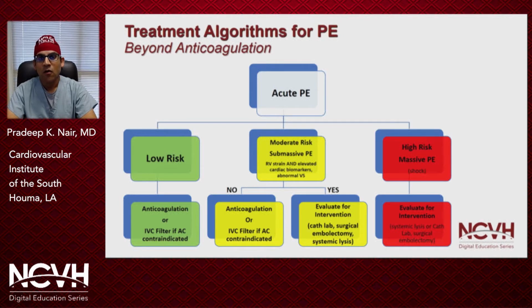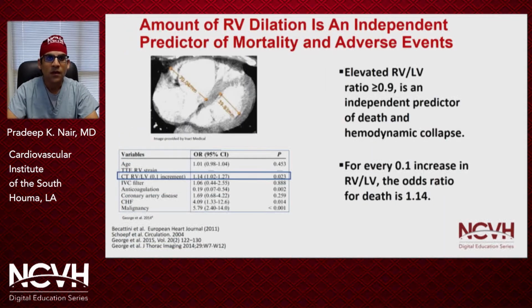But if they have all of the above, they're in a moderate high risk category, and these are the patients that you can definitely consider for early evaluation of treatment in the cath lab for embolectomy, thrombectomy, or even surgical embolectomy, or even consider systemic lysis.